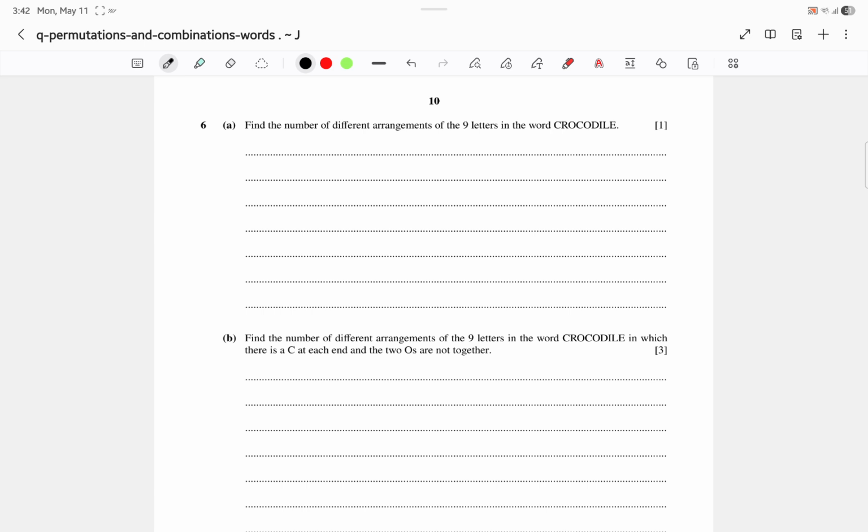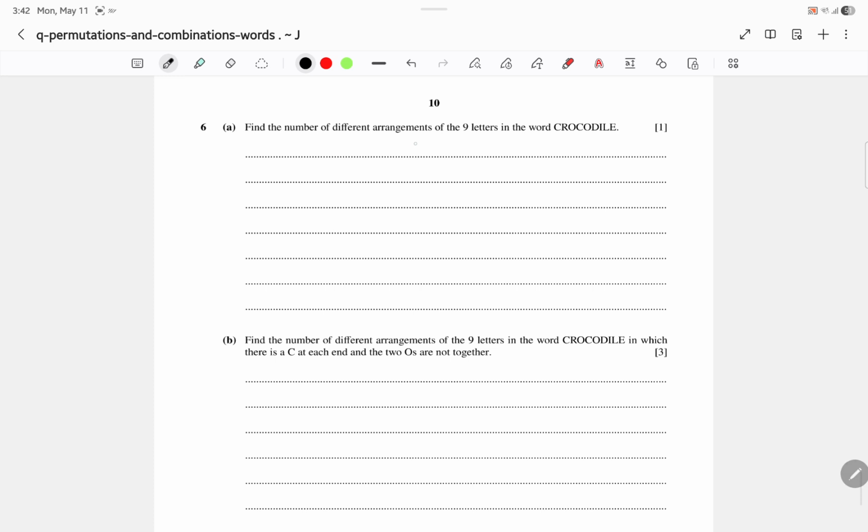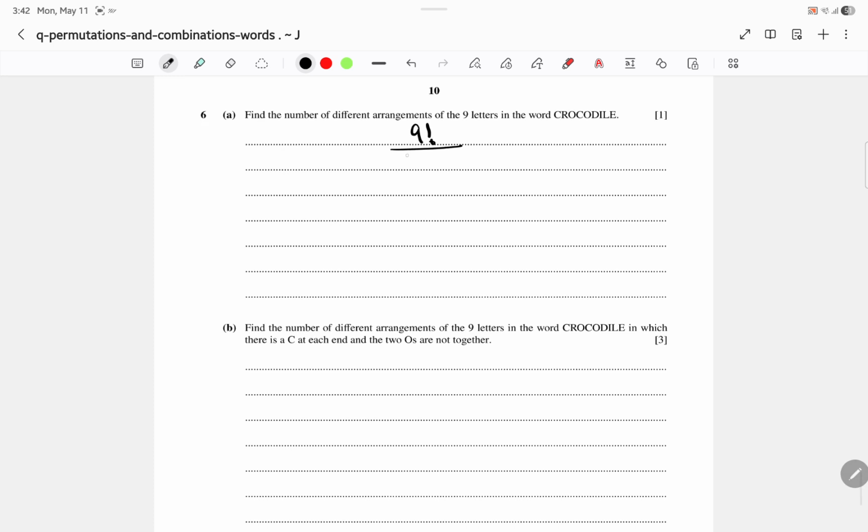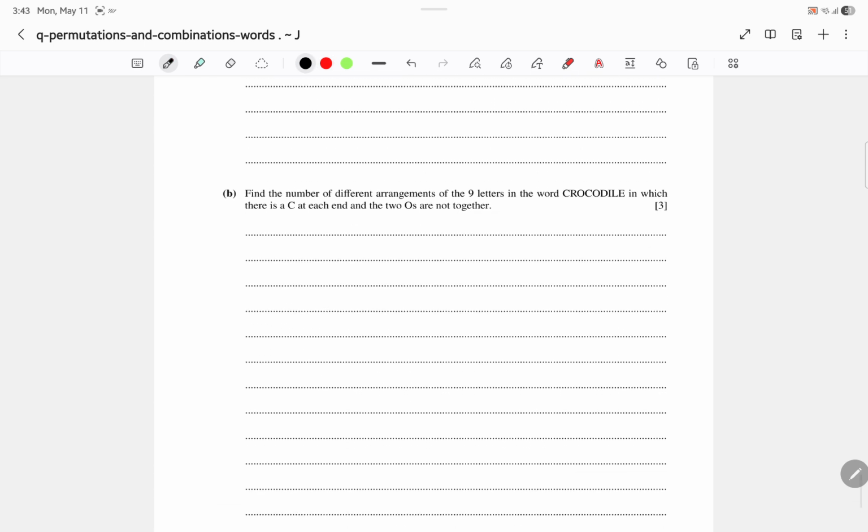So this one's very simple. I'm pretty sure everyone can solve it. There are 9 letters, so 9 factorial divided by the 2 O's, so divided by 2 factorial. And then there are also 2 C's, so divide by 2 factorial again. And we're going to get 90720, which is your final answer. Very simple, right?